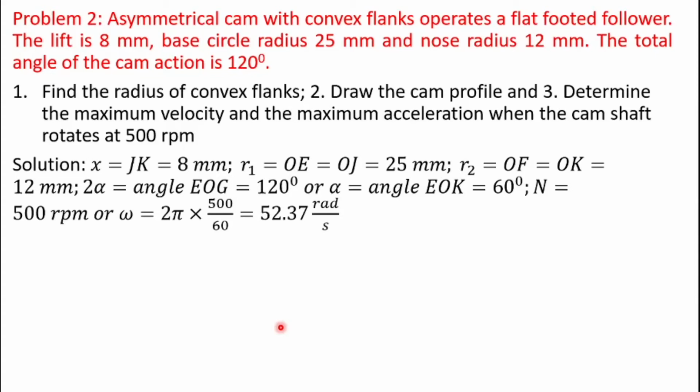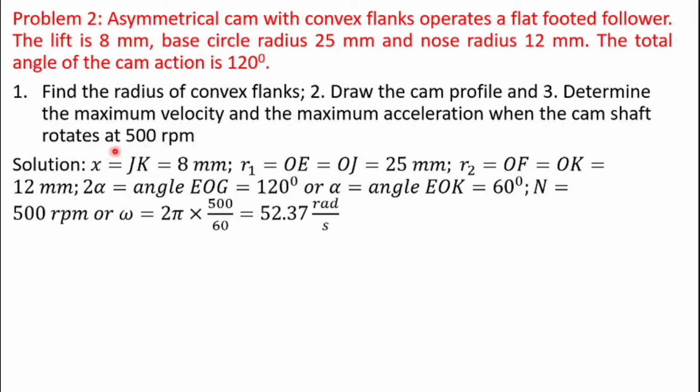Another question: a symmetrical cam with convex flanks operates a flat-footed follower. The lift is 8 mm, the base circle radius is 25 mm, and the nose circle radius is 12 mm. The total angle of action of the cam is 120 degrees. We have to find the radius of the convex flanks and draw the cam profile. Determine the maximum velocity and maximum acceleration when the cam rotates at 500 rpm.